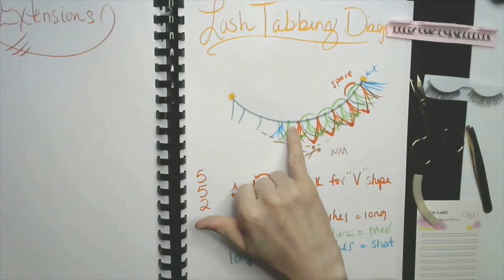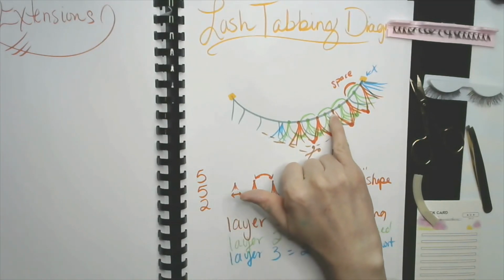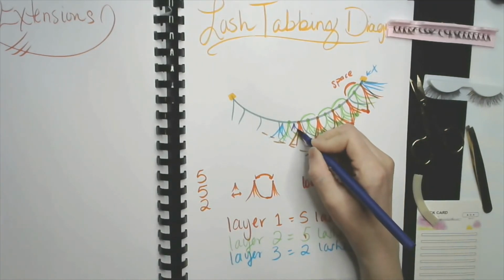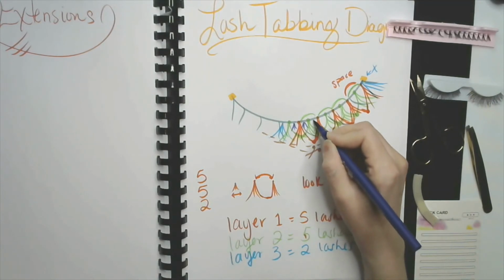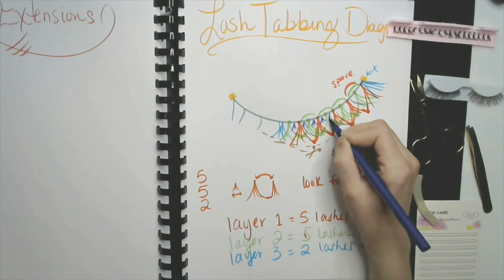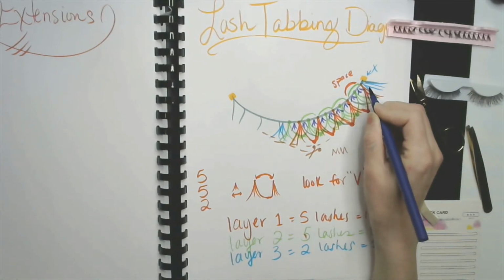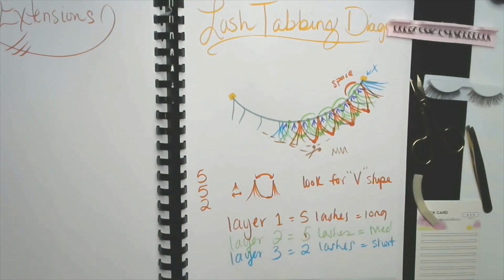Should you find that this is too much of a gap in between, you can always, and you don't have to do this, but let me go ahead and add it with a different color. I'm going to add blue, but just make it a darker blue. You can always come back in and add a small lash in between each tab. Okay, you can do that.